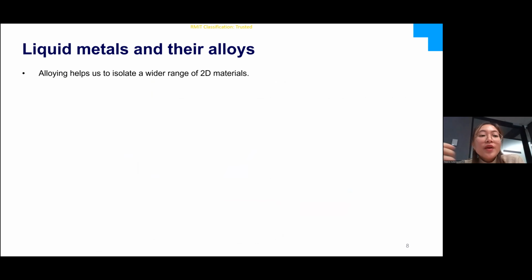However, if we alloy two different metals together, this can give us access to a variety of 2D materials, because alloying can help suppress the melting point of the system. So one good thing is the liquid metals with low melting points, such as gallium, can act as solvents to the metals that have higher melting point temperature.